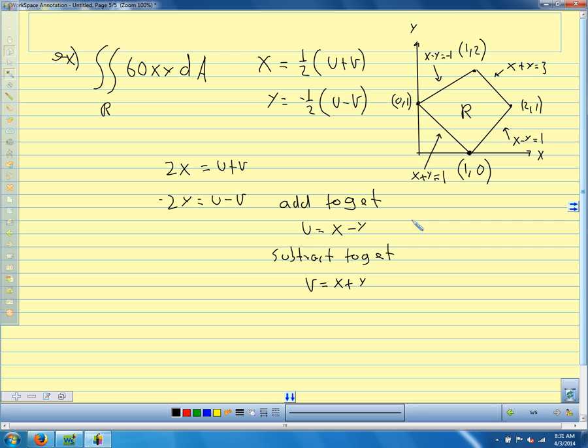So for our region, u, x minus y, is varying from negative 1 to 1, and x plus y is varying from 1 to 3. I could go through the process I did in the last problem of substituting in the coordinates of my vertices, or I can find the equations of these line segments and look for these constants. So from our region, I get negative 1 less than or equal to u less than or equal to 1, and 1 less than or equal to v less than or equal to 3.